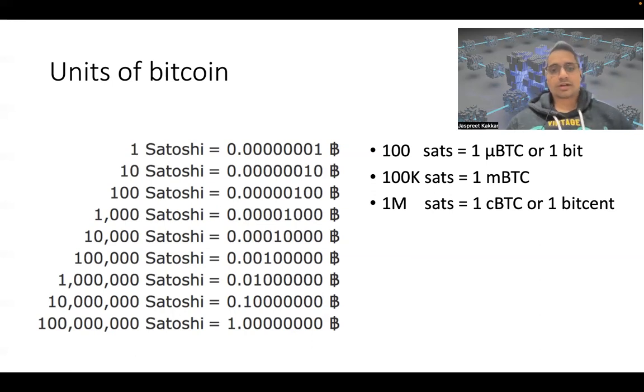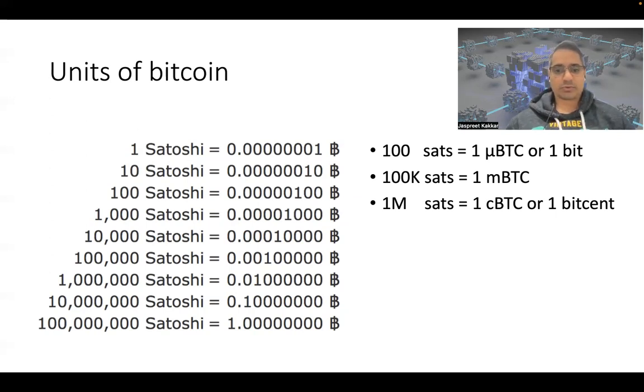So 100 sats make up one micro Bitcoin, or it's also called 1 bit. 100,000 sats make up 1 milli Bitcoin, or it's also called a millibit. 1 million sats make up 1 cBTC or 1 bitcent. And 100 million Satoshis, or 100 million sats, make up one full Bitcoin.